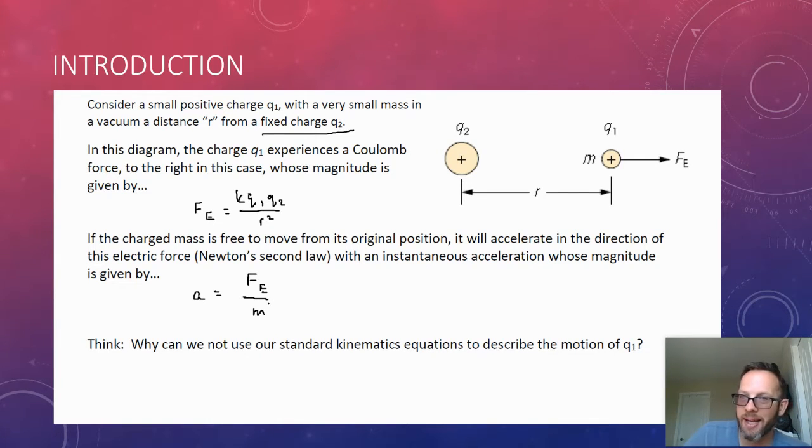So if we want to analyze this object's motion, why can't we use our standard kinematics equations to get the motion of Q1? If you want to think about that for a moment, have a sip of coffee. You can unpause when you think you have the idea.